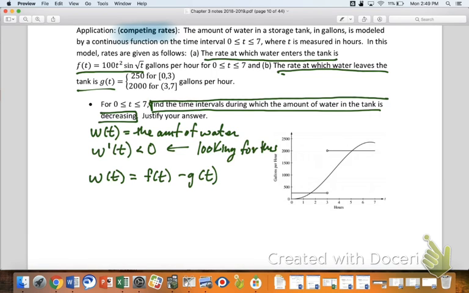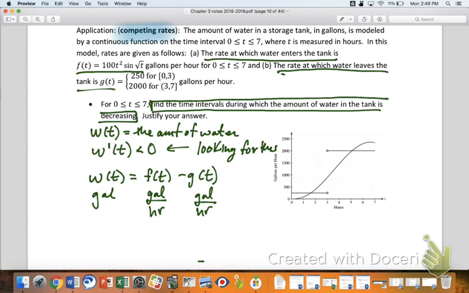What would be the units for W of T, which is the amount of water? Gallons. What are the units for F of T? Gallons per hour. W prime of T equals G of T minus F of T? Or the other way around? Audrey, I think the answer to your question is yes.